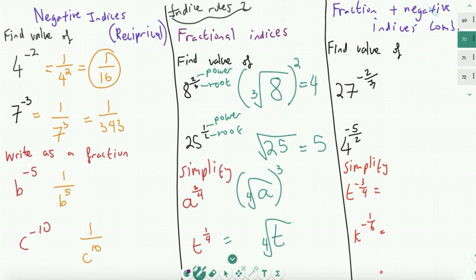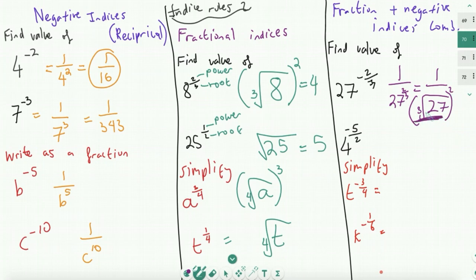Find the value of 27 to the power of negative 2/3. So first things first, I'm going to deal with the negative indice. Well, from before, negative means inverse or reciprocal. So 27 as a fraction is 27 over 1, and therefore we flip it. So it'll be 1 over 27 to the power of 2/3. I have a fraction indice, so it'll be 1 over 27, root it by 3, and square the answer.